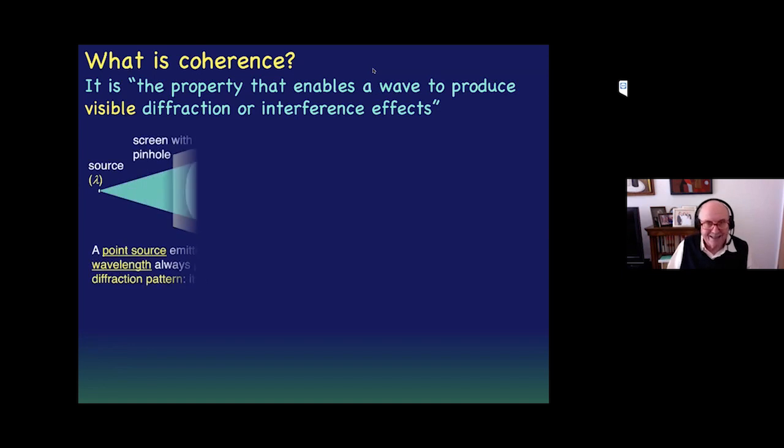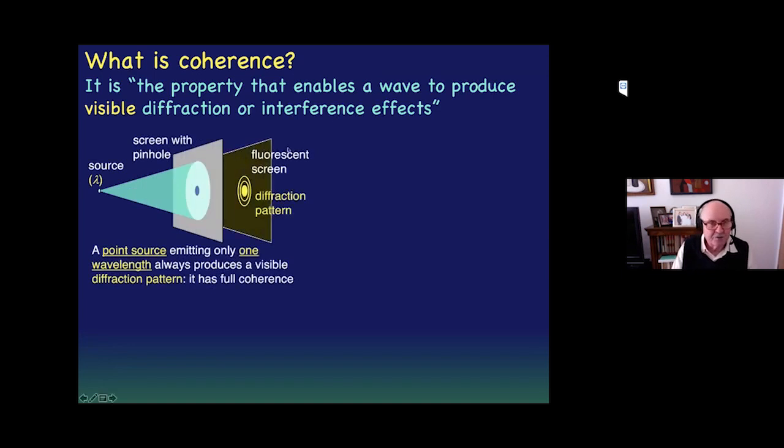In order to better understand this, you can use any kind of phenomenon of this class, like for example, the diffraction by a pinhole. Okay, this is a screen, this is a pinhole, and we start here from an extreme case in which you have a source with only one wavelength, and it is a point source, that is a source with infinitely small size. Now, in this extreme case, you always get coherence, full coherence. That is, you always see a diffraction pattern.